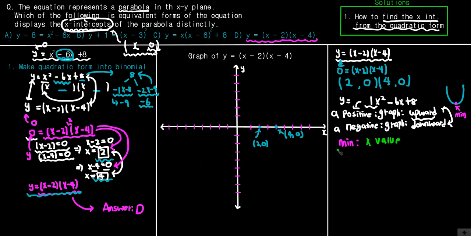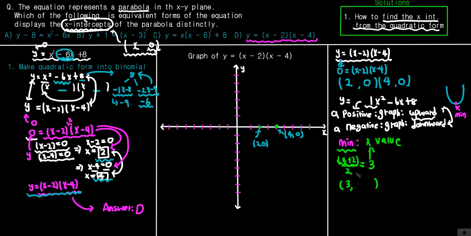that the x value of our minimum value is going to be half of the two x-intercepts, which means it is going to be halfway between 2 and 4. We can just find it through the average, which is 4 plus 2 divided by 2, which is 6 divided by 2, which is 3. So our minimum point's x value is going to be 3.